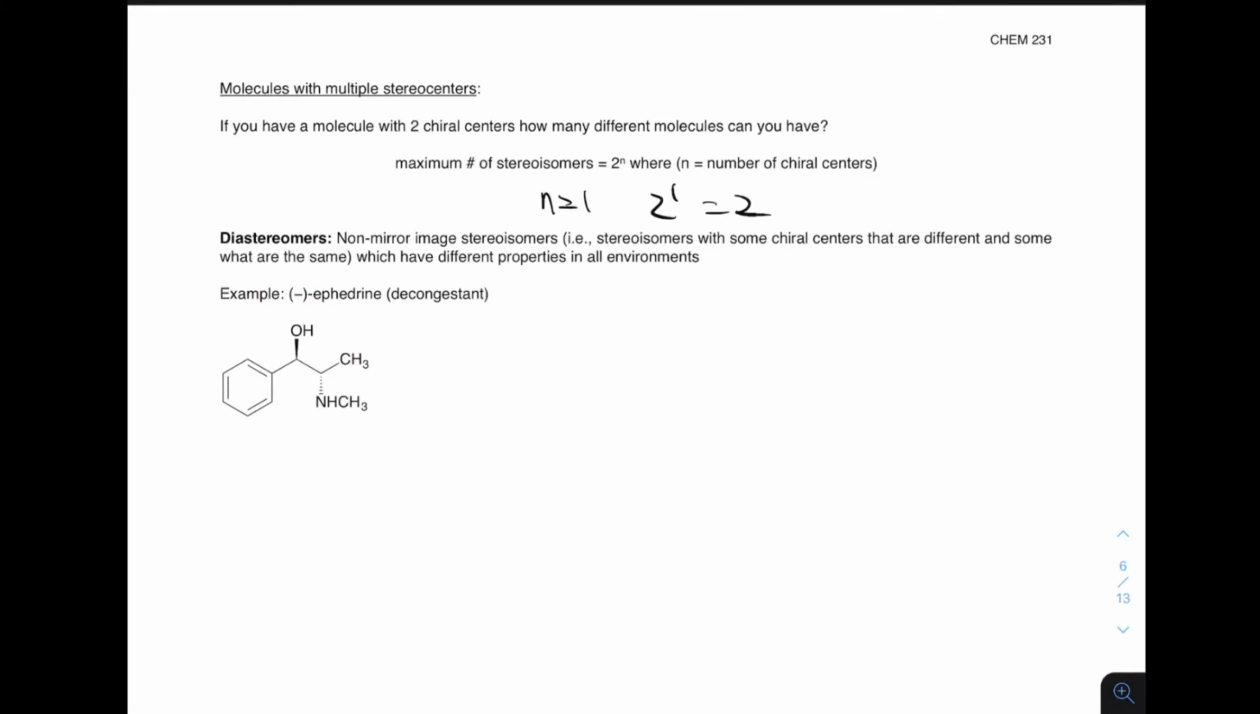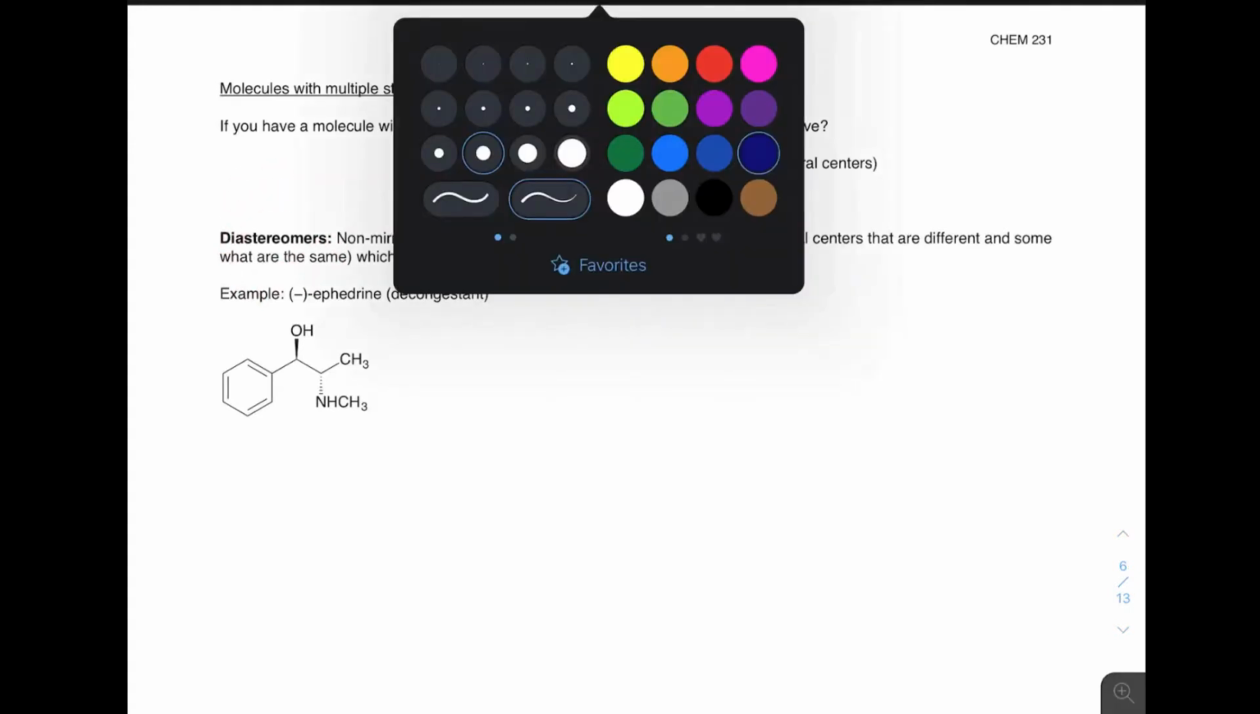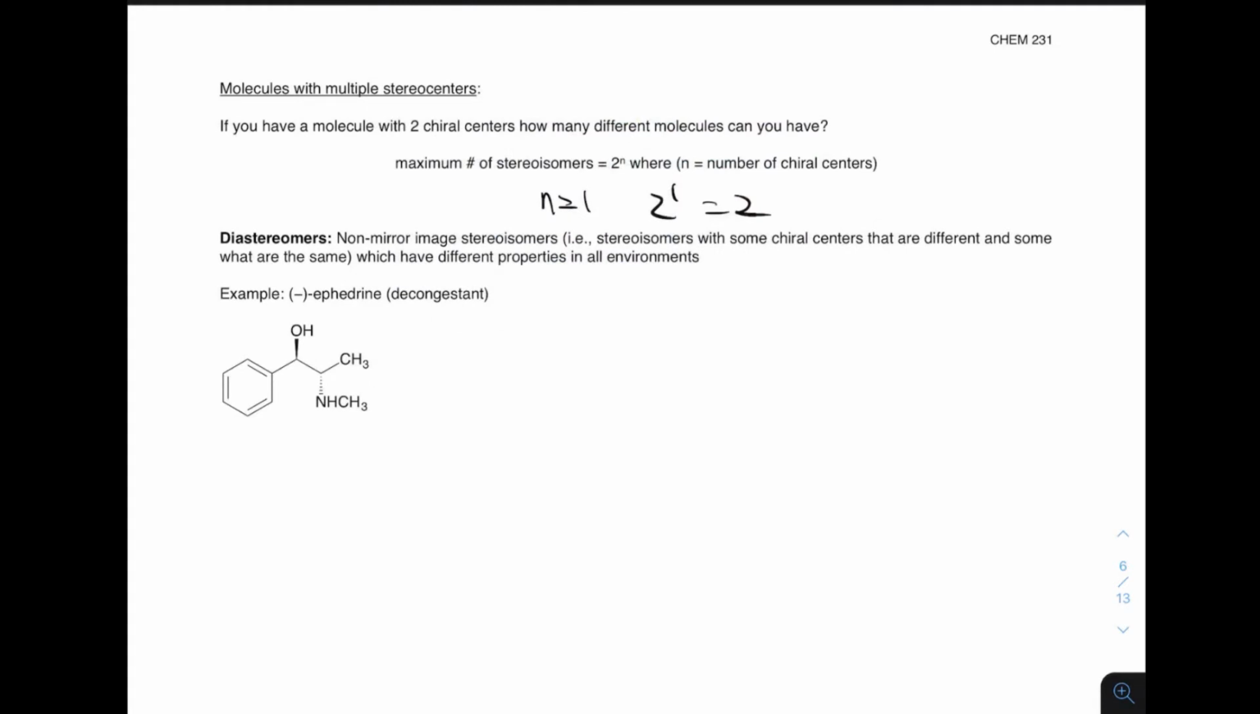And so what happens next if we have 2 chiral centers? Then we run into something called a diastereomer. These are non-mirror image stereoisomers, meaning stereoisomers with some chiral centers that can be the same and some that are different. And diastereomers, unlike enantiomers, do have different properties in different physical environments.